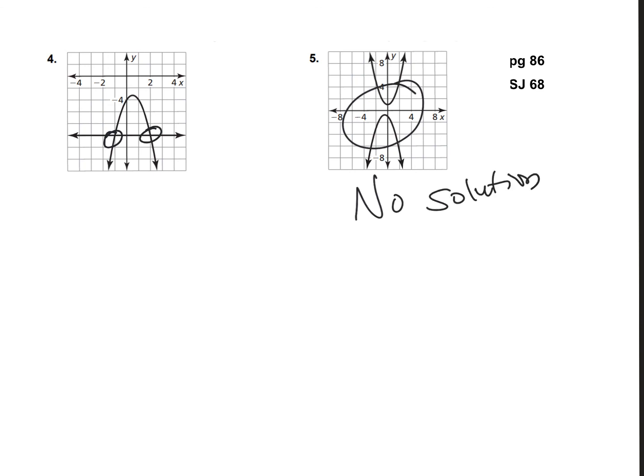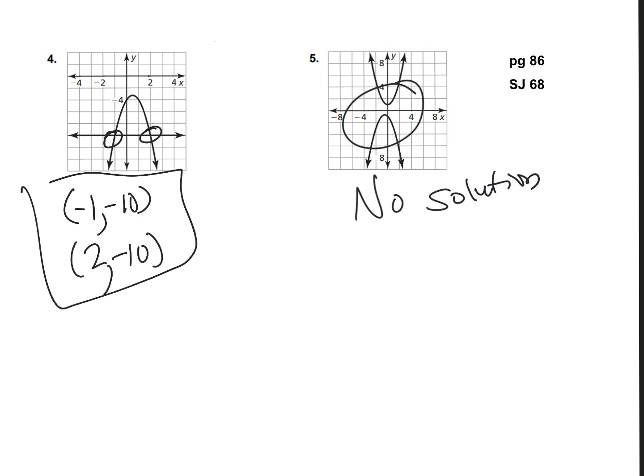And this answer here is what? Negative 1, negative 10, and then positive 2, negative 10. Those are my solutions. That's where the linear and quadratic function intersect. And I believe that's it.